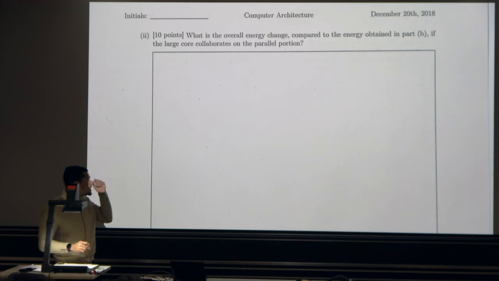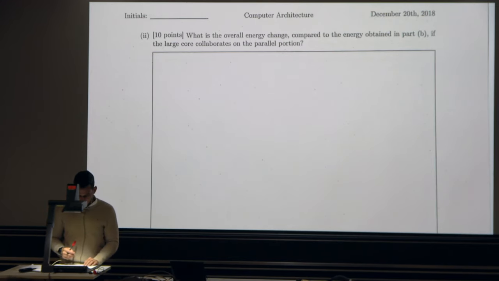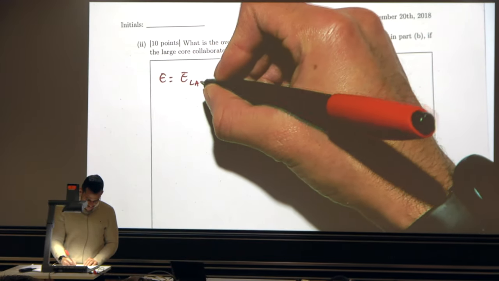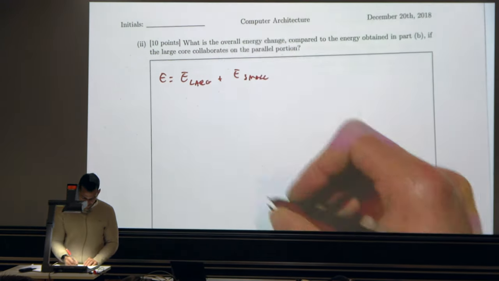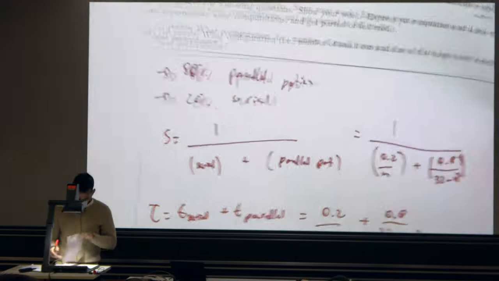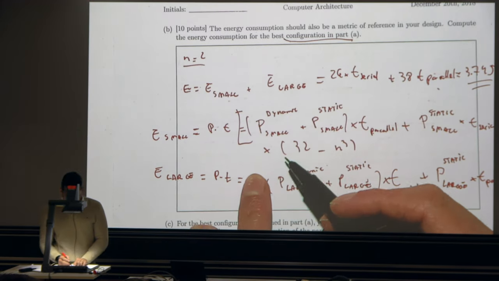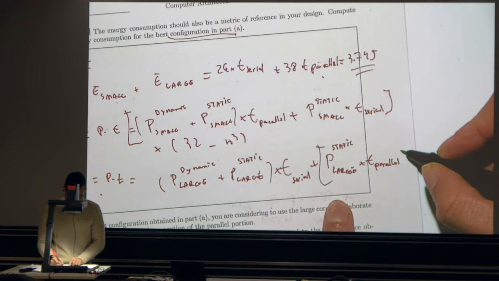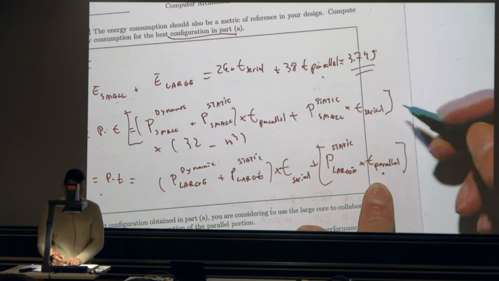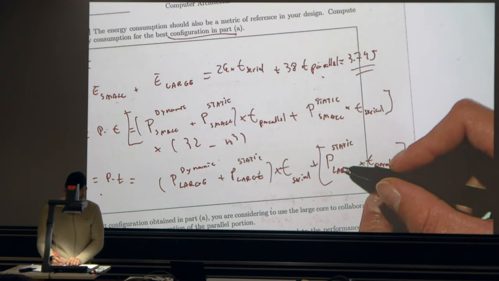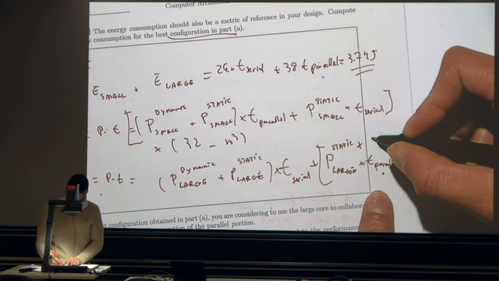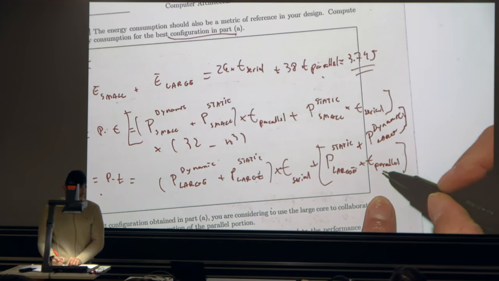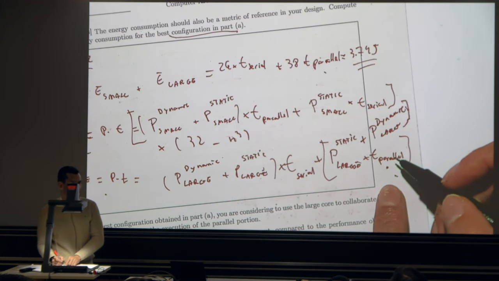So now it also asks what the energy is when the larger core collaborates. What is the energy change when the larger core collaborates in the parallel execution? Recall that the energy is the energy of the large core plus the energy of the small core. I'm going to reuse the equation from before because it's quite similar. For the small core, this equation does not change. For the larger core, when the parallel portion is executing, this core is not sitting idle anymore. So the power that is going to be consumed is not only the static power, it is also the dynamic power for this core, times the time for the parallel portion. This is the only change in the equation.